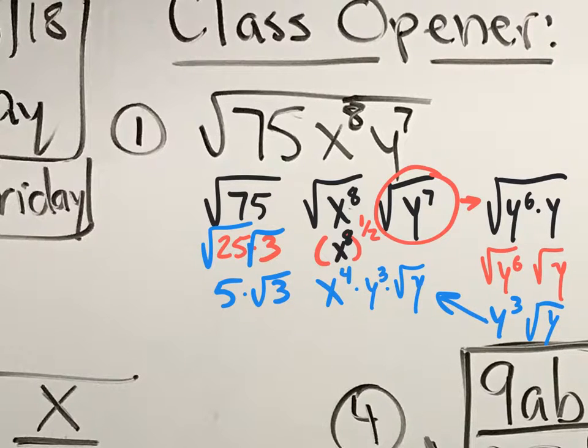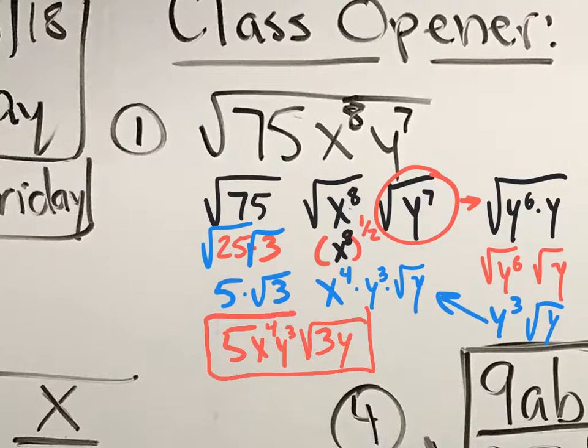So I have all of this in blue. That is my answer. Let me just rearrange it. Let me put the radicals together under the same square root. So I'm going to have the square root of 3 and y both together under the square root. I have a 5 on the outside, an x to the 4th, and a y to the 3rd. That's my final answer for number 1. Please make sure you understand it. You will see questions like this on the test Friday.